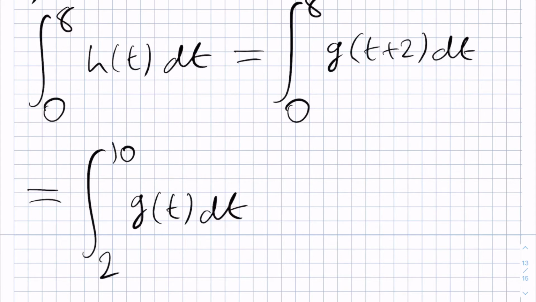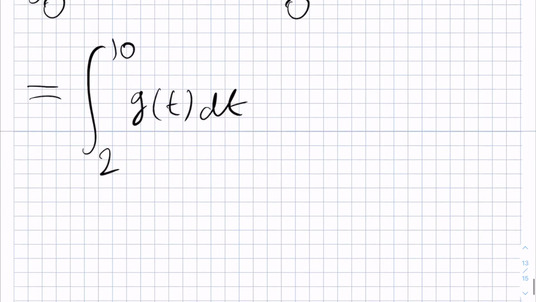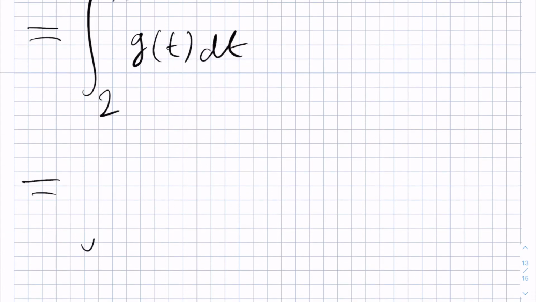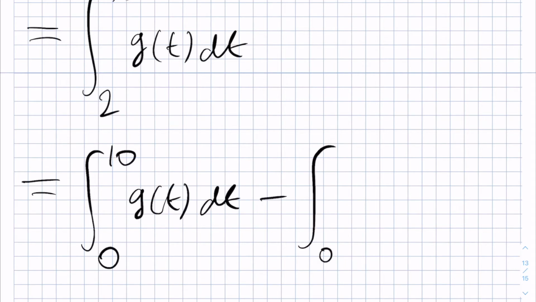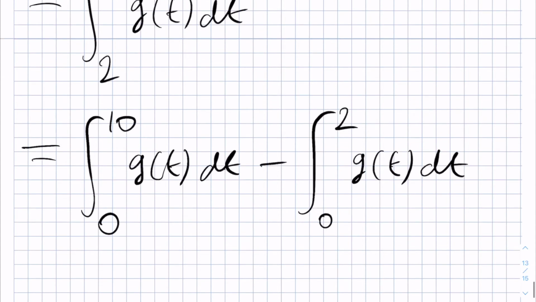As a result, all of the work that we did in part 2 of the question can be used to calculate this integral. In particular, we use the same method by splitting this up as the integral from 0 up to 10 of g of t dt minus the integral from 0 up to 2 of g of t dt. We actually calculated this integral here in the previous part of the question. So all we need to do now is calculate this integral here.